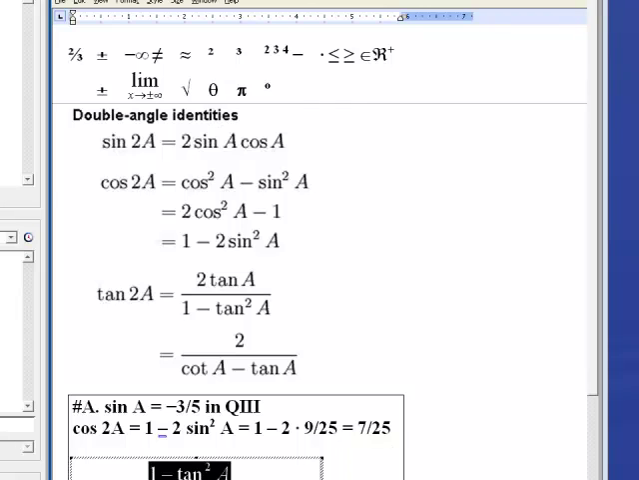So I'm going to take the same fraction here and plug in the numbers. Tangent A, therefore, will come out to 3/4. I have to make sure, is it positive or negative? It needs to be positive because we're in quadrant 3. So this is going to be times 2 times 3/4. And then, of course, this one here is going to be 9/16.